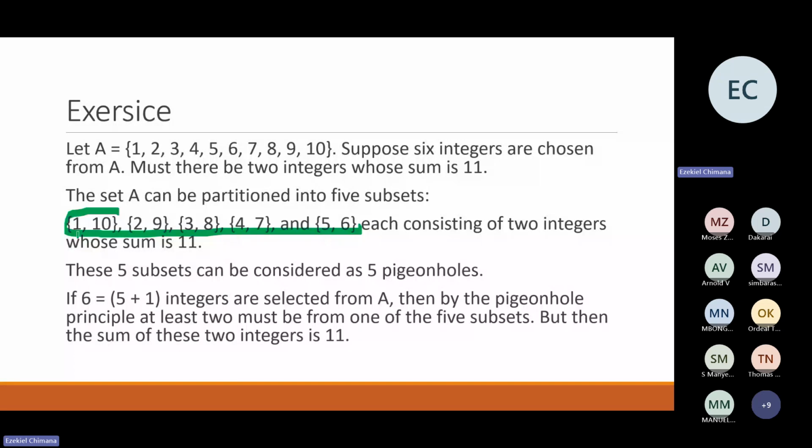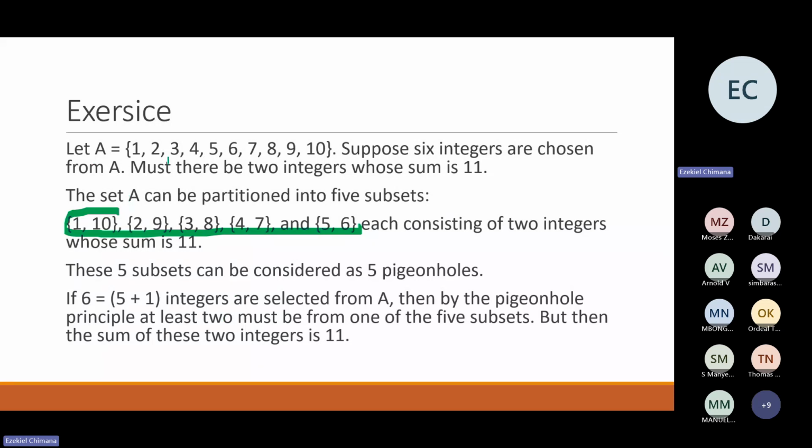Maybe I'll pick this 1, 2, 3, 4, and 5. If I pick these numbers, they are 5. Whenever I try to pick the next number, that number has a pair for it to become 11. Let me try to pick the least as possible: this 1, this 2, this 3, this 4 and 5. If we try to pick maybe this 8, I have already picked 3, so I have a number that I'll pair with it, which will give me an 11. So this is how you prove that.